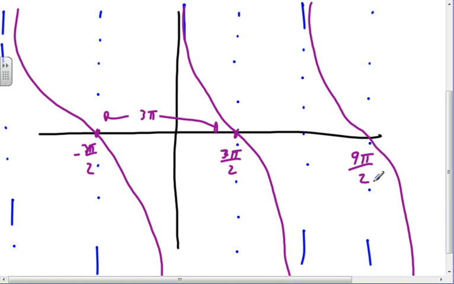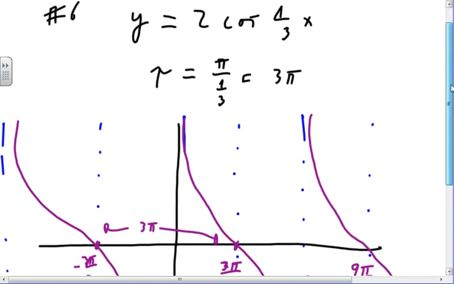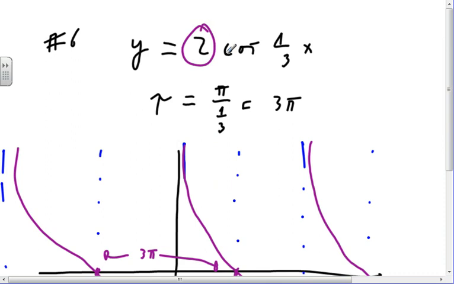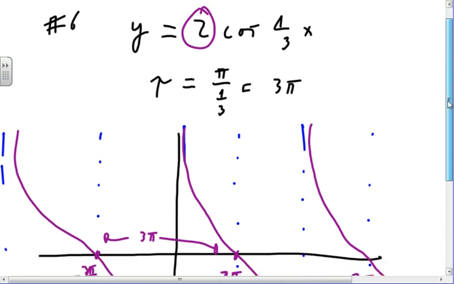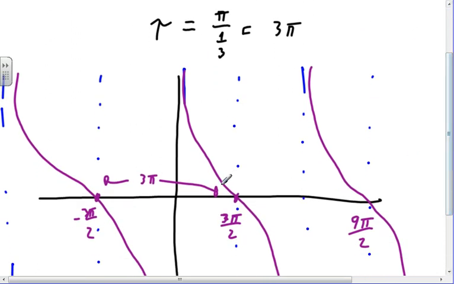Because 3 pi would be 6 pi over 2 plus 3 pi over 2, that's 9 pi. All right, now the issue is, what are we going to do with this 2 sitting here? How are we going to recognize that that 2 is there? Well, the 45-degree mark is that spot there, and that's going to be 3 pi over 4.